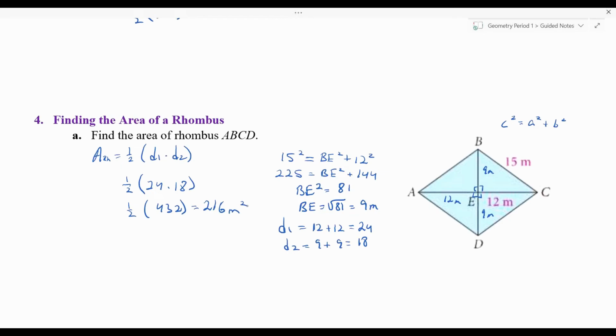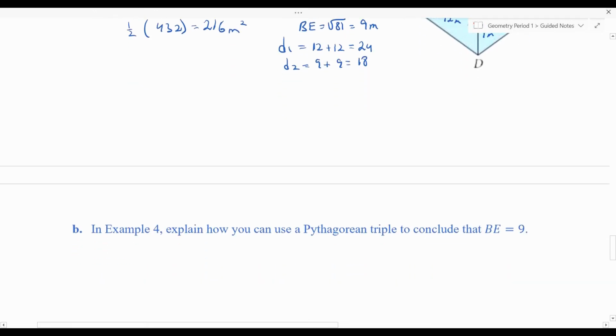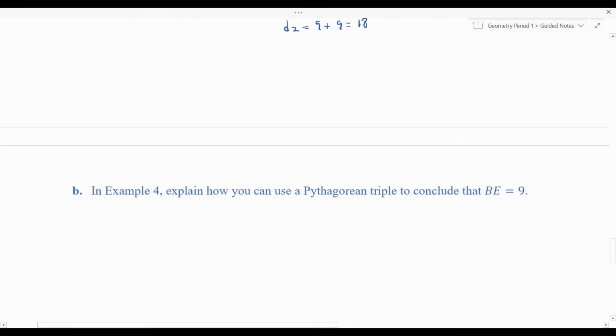All right, using that formula, as long as you know the diagonals and you know how to calculate the diagonals, if you're not given them specifically, then this is how you do it. All right, part B. It's actually for you to think about. We're going to go over it too, but I'm just going to put it in here so we can read it, and then I'm going to put the diagram back. In example 4, explain how you can use a Pythagorean triple to conclude that the length of BE equals 9. Give that one some thought and see if you arrive at the same conclusion.